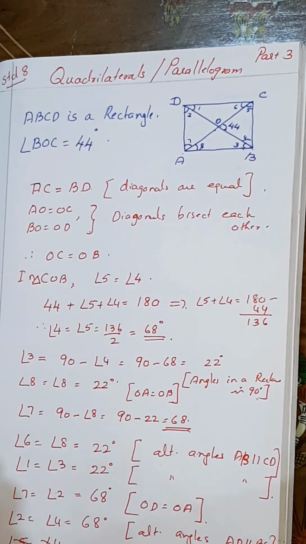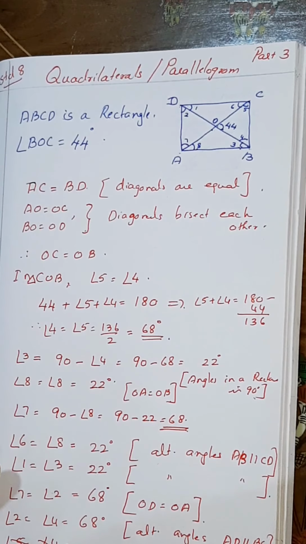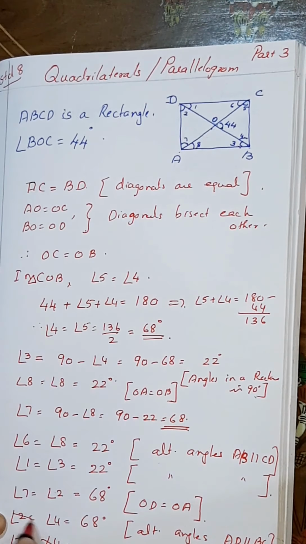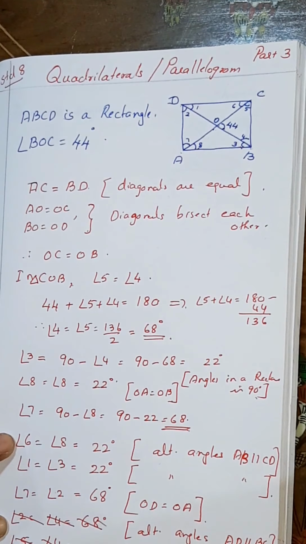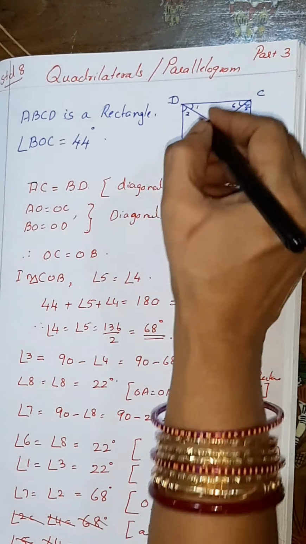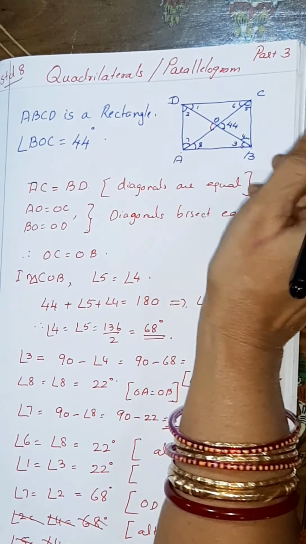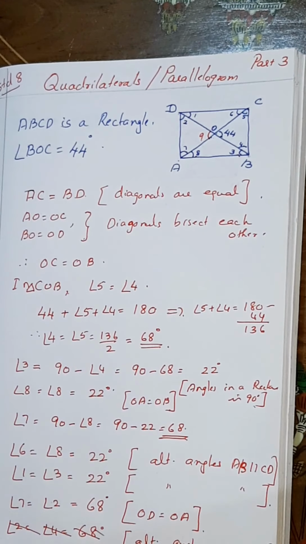I think we have covered everything. So 1, 2, 3, 4, then 5, 6, 7 and 8. Now we have found all the angles. Of course, suppose I give this angle as 9. Angle 9 is equal to 44 degrees, vertically opposite angles.